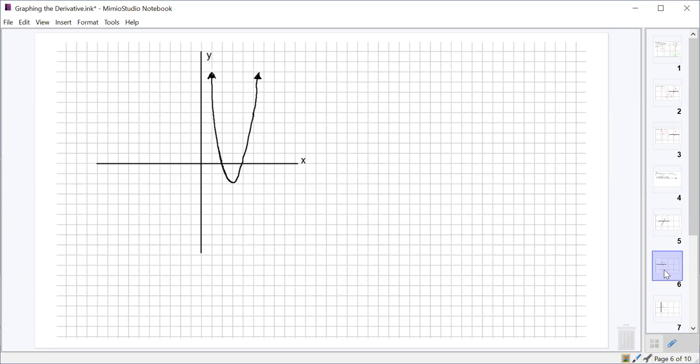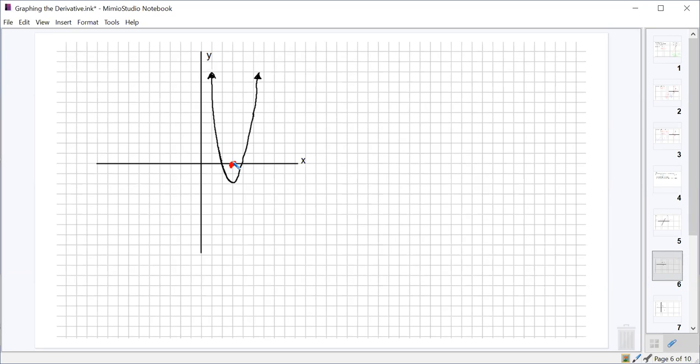Here we have a nice little parabola, or at least it looks like a parabola, generally shaped like a parabola. Our parabola has a local minimum, right? At x equals 3. And so what should happen with our derivative at x equals 3? There should be an x-intercept. Exactly. So we'll plot that x-intercept there.